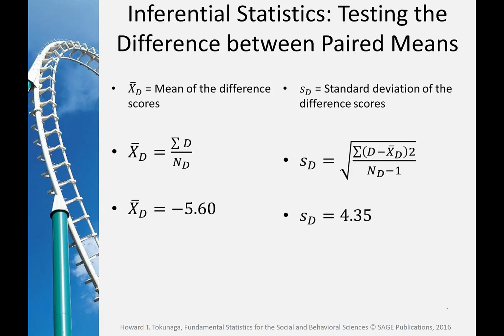That's the sigma of d divided by n d, the number of differences, which is the number in your sample that have both scores. That's really important. You got to have both scores. If you don't have both scores, then you're missing data, and we can't include you in the sample because we don't have anything to evaluate.